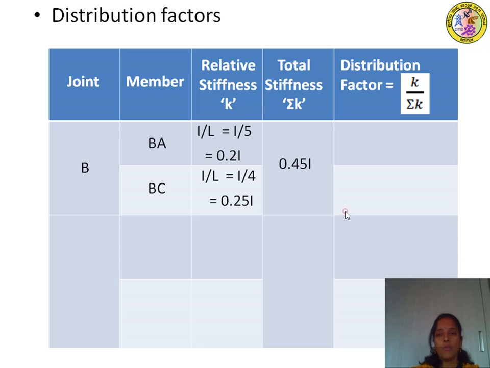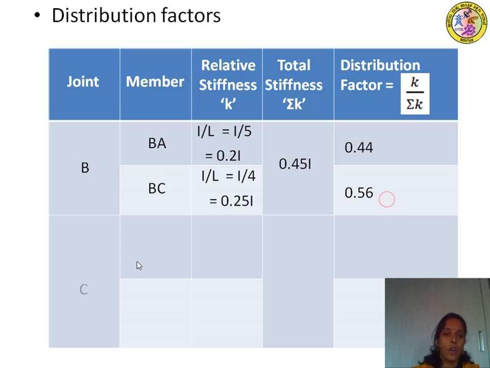And the distribution factor is calculated by relative stiffness to total stiffness. So distribution factor for BA is equal to relative stiffness for BA divided by total stiffness. So 0.2I divided by 0.45I, that will be equal to 0.44. And distribution factor for BC will be equal to relative stiffness for BC divided by total stiffness, that is 0.25I divided by 0.45I, that will be equal to 0.56.